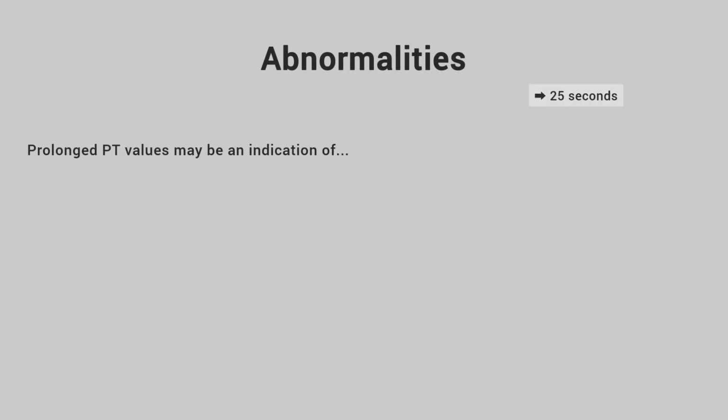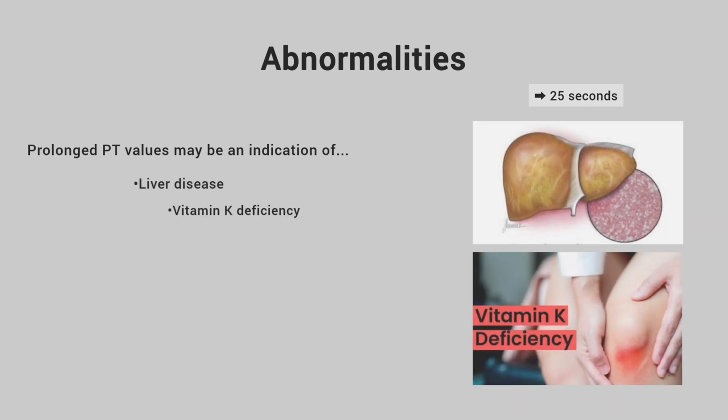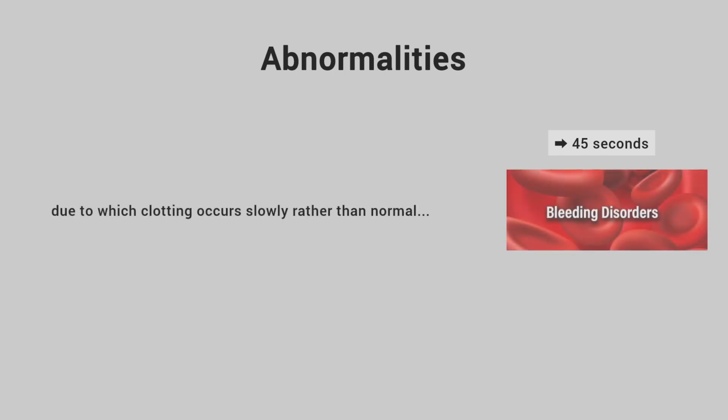Prolonged PT values may be an indication of liver disease, vitamin K deficiency, and the absence or deficient functioning of extrinsic factors. And if we have abnormal APTT values, it means that the patient has some bleeding disorder due to which clotting occurs slowly rather than normally, or there is a deficiency of intrinsic factors of coagulation.